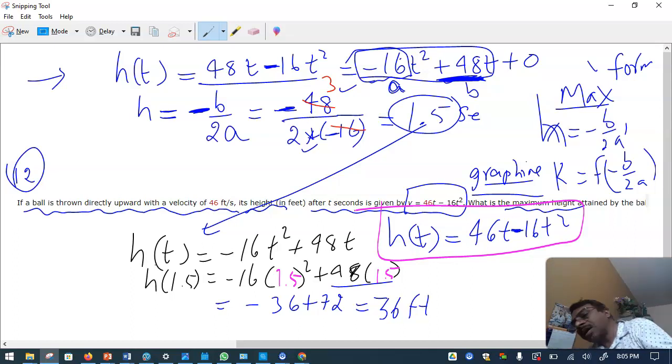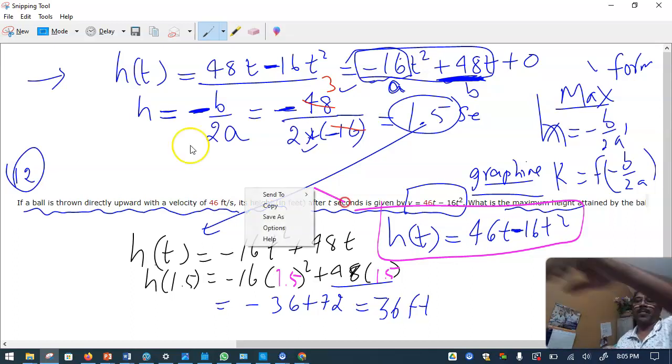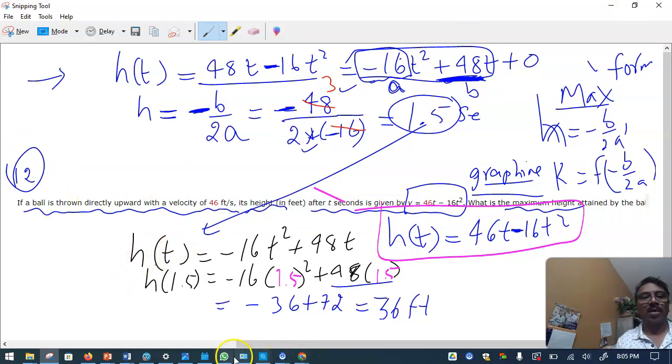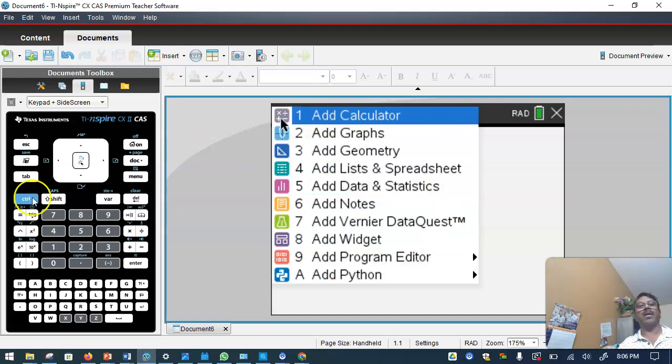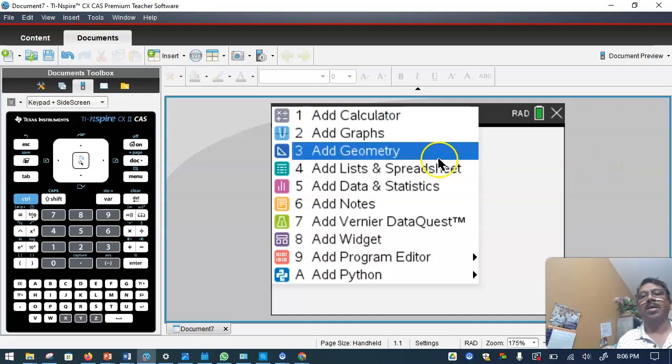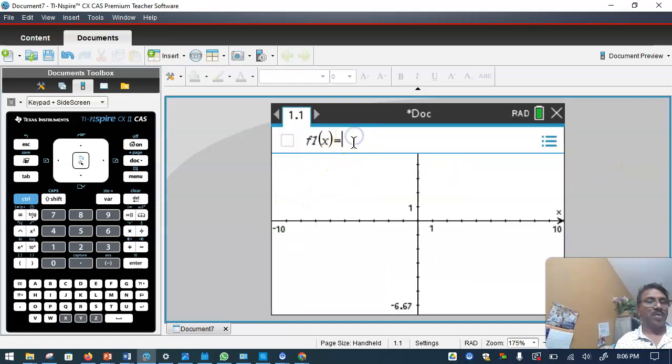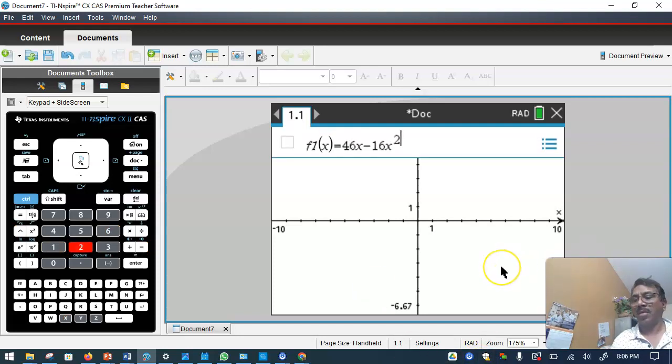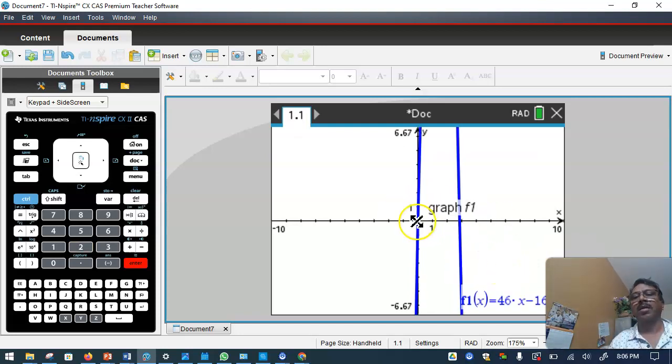Okay, so here is the calculator. All you do on the Nspire is click on the menu and then open a new one, and choose graph. Let's plug this in. I'm going to use x instead of t, so it is 46x minus 16x to the power 2. Then you enter. Now we have to do some adjustment because we can't see the graph, so I'm going to change the window right here.